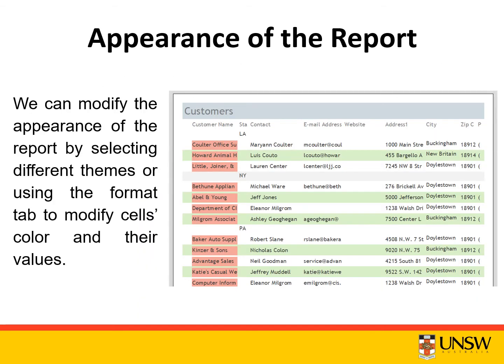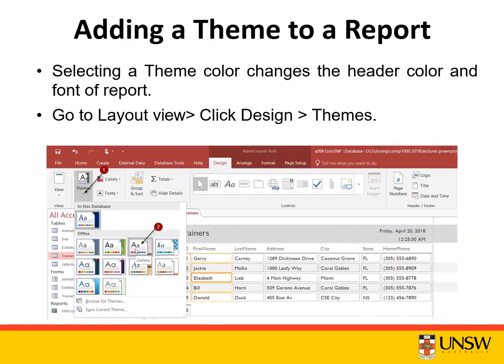Similar to the forms, we can modify the appearance of the report, such as color or font, by applying different themes or using the Format tab. By clicking Theme Color of the report, the header color and all the font will be changed. You can find Theme Color in the Design tab.